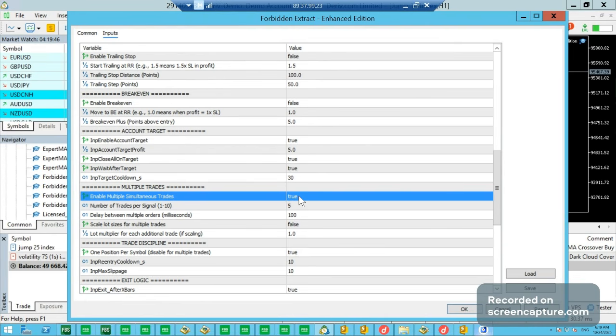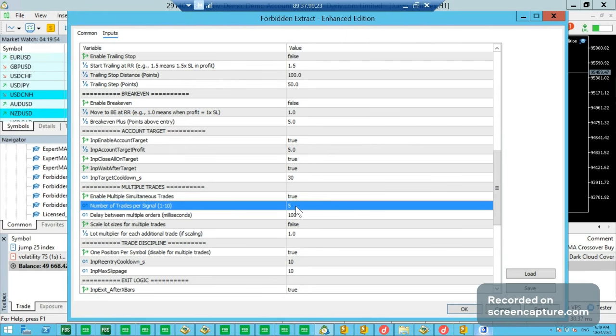The function of this: if you activate enable multiple simultaneous trades and you set this to 5, once any pattern arrow or the EA discovers a valid signal, it is going to execute 5 trades simultaneously.